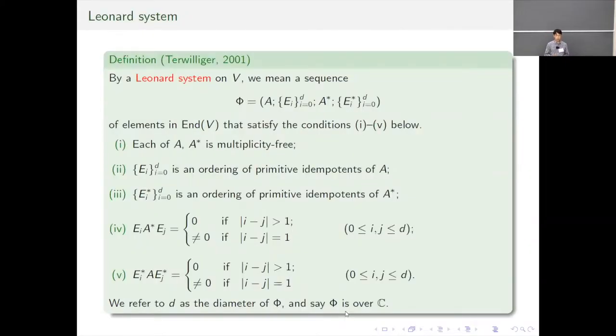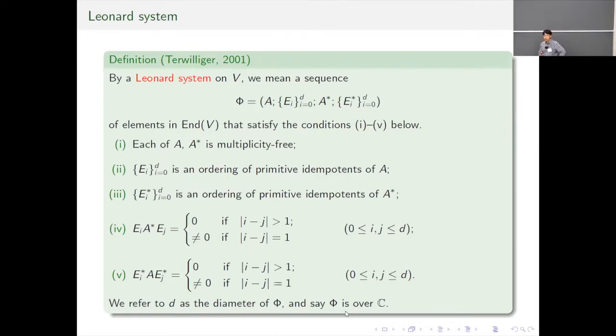Terwilliger introduced the notion of a Leonard system. This is kind of a linear algebraic version of Leonard theory. So by a Leonard system on V, we mean just a sequence of elements in End(V): A, E_i, and A*, E_i*. And these elements satisfy these 5 conditions. So each of A and A* is multiplicity free, and E_i, i from 0 to D, is an ordering of primitive idempotents of A, and E_i* is a dual version of the second condition, and conditions 4 and 5.